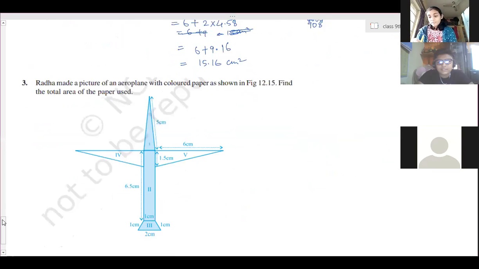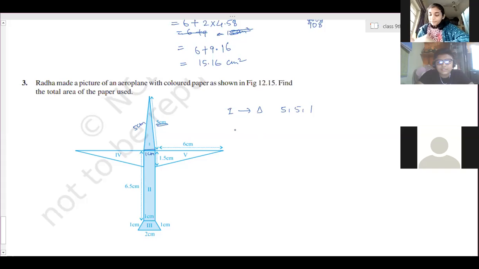So in this figure, there are many figures. So this is one triangle, second is a rectangle, third is a trapezium, and fourth and fifth are triangles. In the first triangle, although it is not given, these two sides should be equal, because they have already told it is an aeroplane, and the front cannot be turned down. So it has equal sides. If this is 5, then this is also 5, and the base is 1 centimeter. So figure 1 has sides 5, 5, 1.